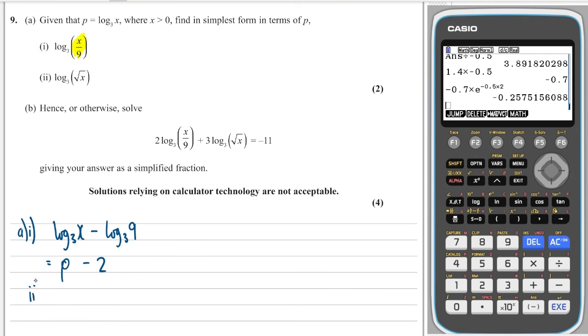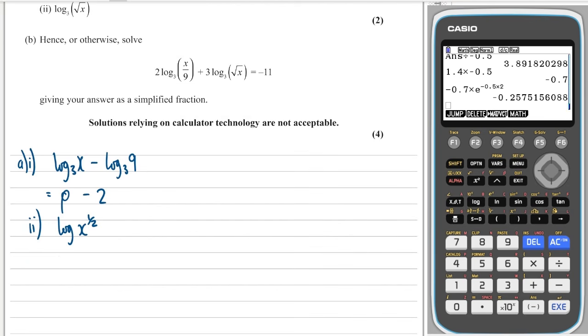And the next part of the question, we have got log of the square root of x, which we can write as log x to the half, because when you square root it's the same as the power of the half. And then we can write that as a half log x, because using log rules the power can come down to the coefficient. And of course this is base 3. So that's just a half of p.